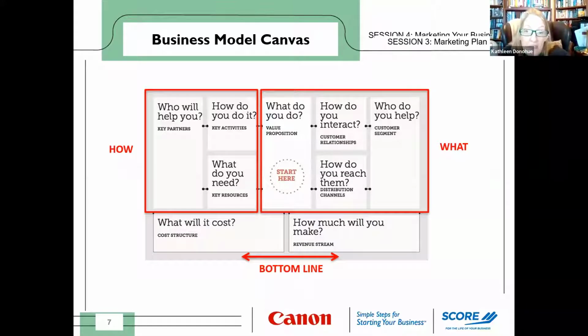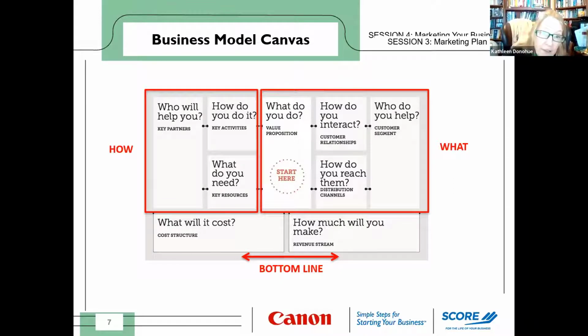So notice in the middle where it says start here, it says, what do you do, right? So what is it that I'm proposing to offer to people? What is the solution to people's problems? So we need to understand what problem we are solving and what is our solution that we're offering. And then you can look at who do we help first if that is useful to you. And then the in-between piece is how do we interact with these people and how do we reach them? Okay, so which will be our relationships, how we relate to these customers, and our distribution channels.